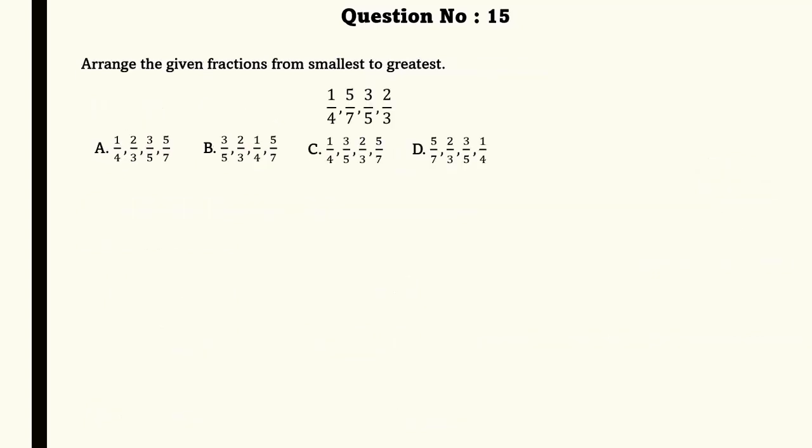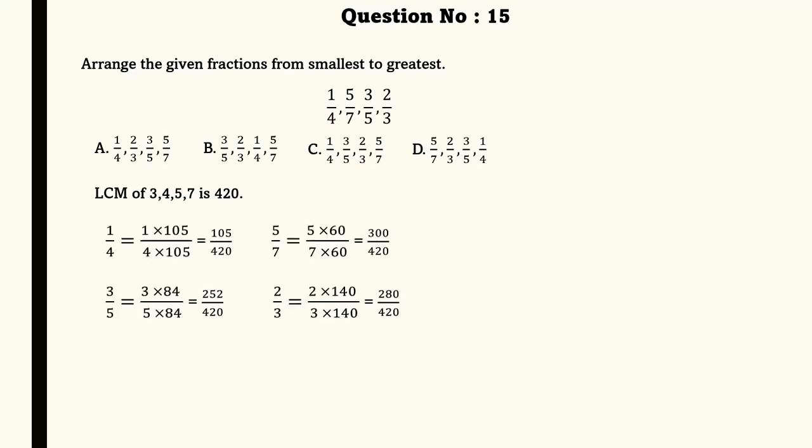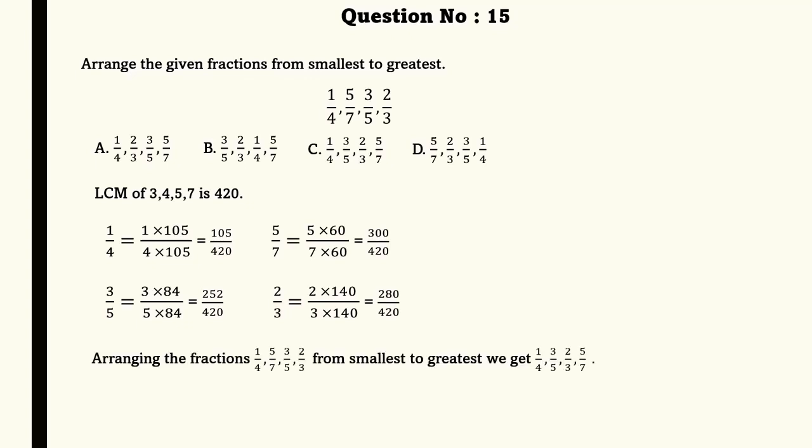Arrange the given fractions from smallest to greatest. As we can see here also, the denominators are not the same. Hence we have to use the LCM. Using the LCM, after converting into like fractions, we can compare. Comparing from smallest to greatest, we get 1 by 4, 3 by 5, 2 by 3 and then 5 by 7.